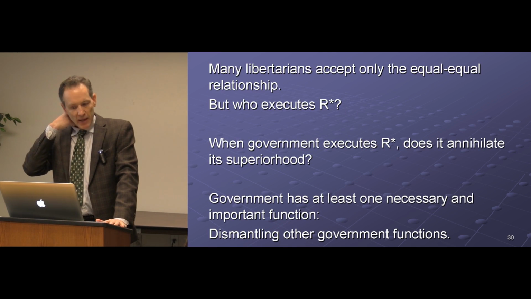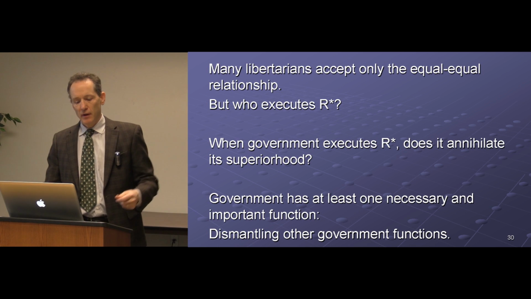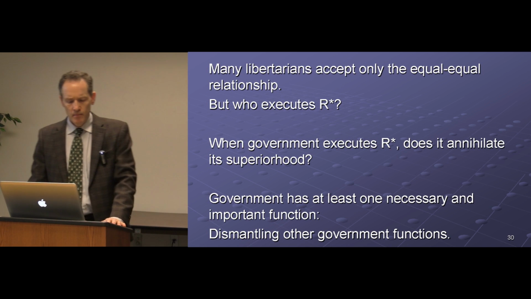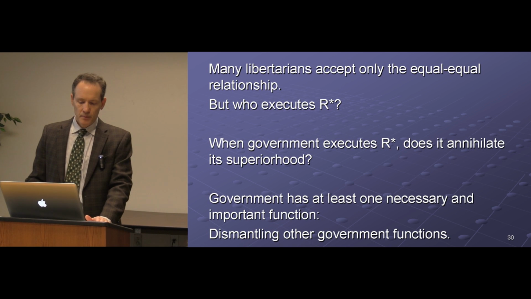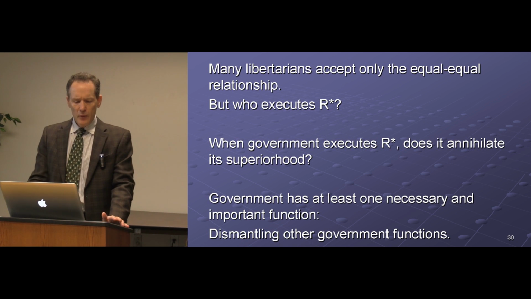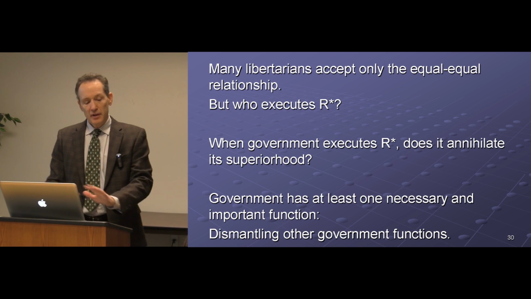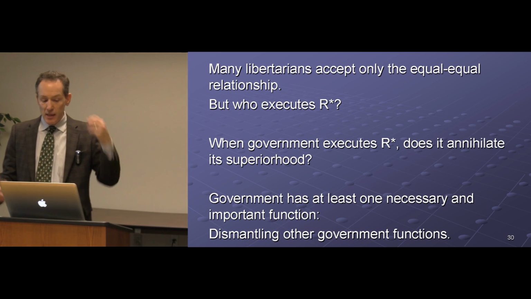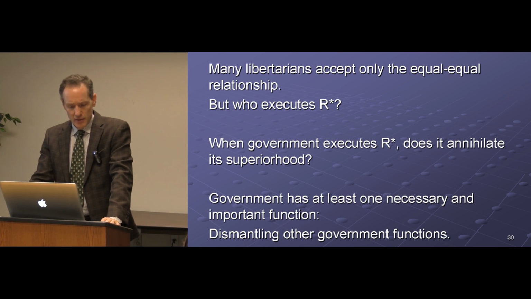Anyway, many libertarians accept only the equal-equal relationship, which again I feel is sort of in our genes and is one of these atavisms Hayek tells us we need to overcome. But who is it that executes this anarchy R star? I suppose it's the government. And when the government executes R star, does it annihilate its own superiorhood? Does it annihilate also its role in executing such things, in being this openly recognized exceptional player who institutionalizes its own violations of commutative justice?